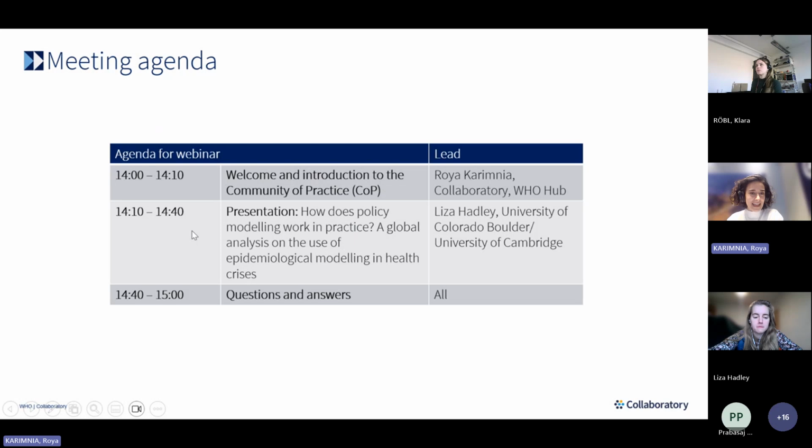The agenda for today: welcome, which I've briefly done from my side. I'll just introduce you briefly to the Data to Decisions Community of Practice for those that aren't familiar with it. Then we'll jump into the main event, a presentation by Dr. Lisa Hadley on how does policy modeling work in practice, a global analysis on the use of EPI modeling in health crises. And we are leaving, hopefully, enough time for a discussion round and questions and answers.